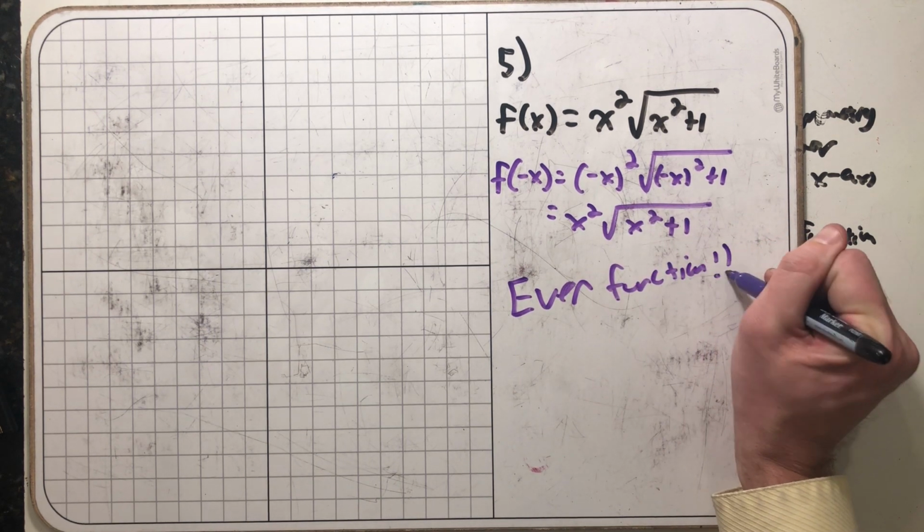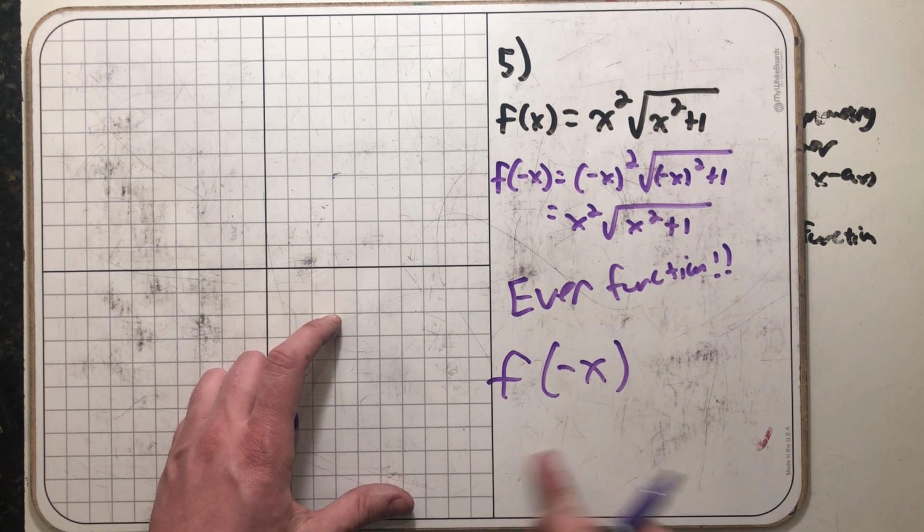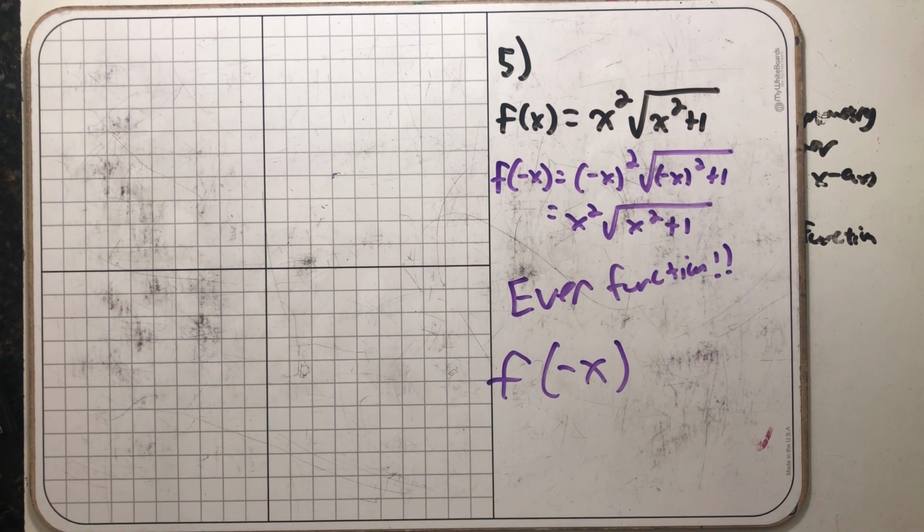All right, so that's how you tell if a function is even, odd, or neither. You replace x with minus x and you see what happens. You get the exact same thing you started with, and that's an even function. You get exactly the opposite of what you started with, that's an odd function, and you get something else, well, that's neither.